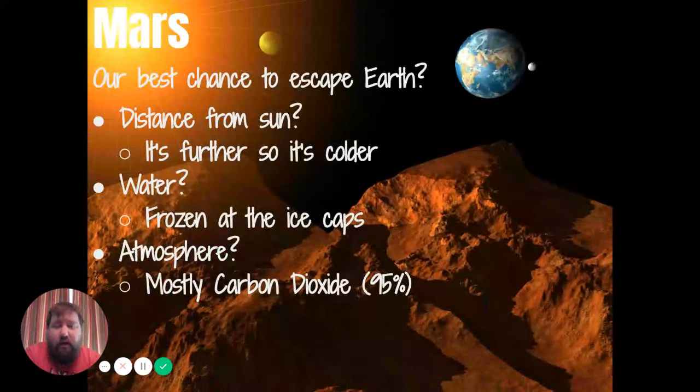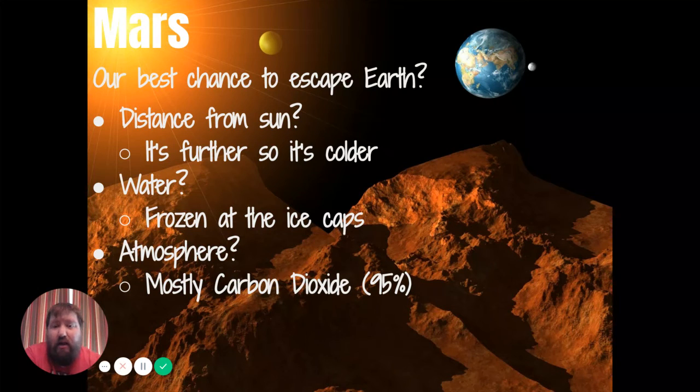All right, so let's talk about other planets. A lot of people think Mars is the best place for us to go to if we need to leave Earth. So is it our best chance? Well, let's talk about the distance from the sun, our three things. It's further, so it's going to be a lot colder there. So the planet Mars is a lot like Antarctica. Okay, so what does that mean? It means it's pretty cold, barren of life.